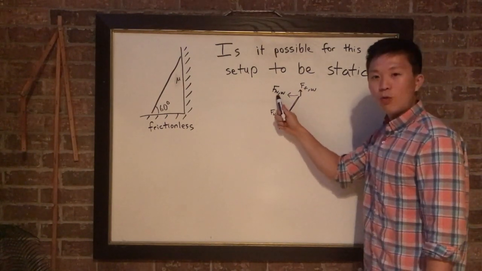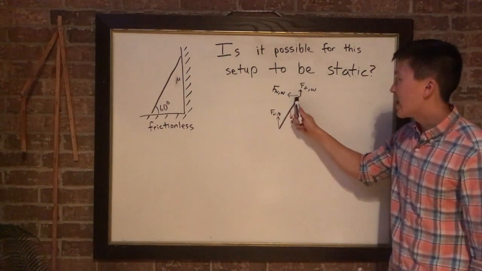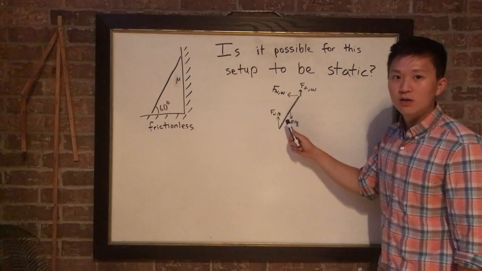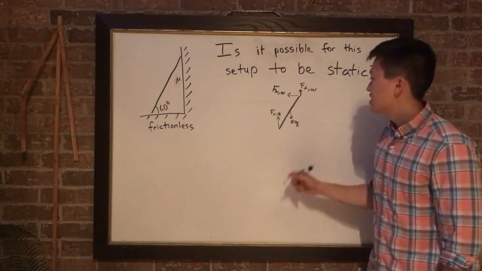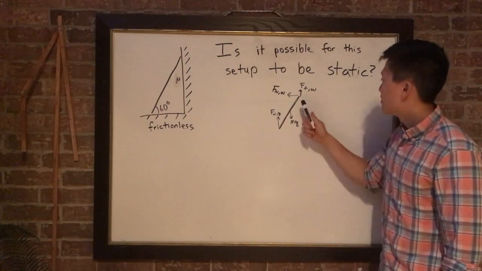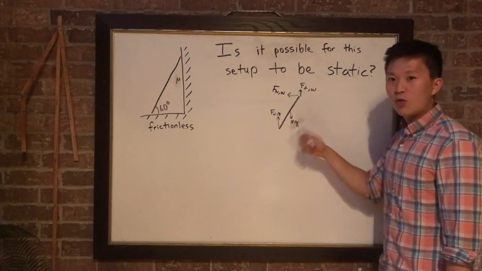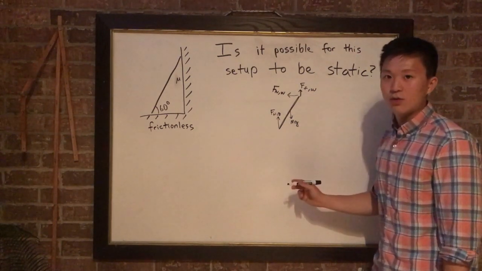However, because there's a normal force from the wall, and this is the only x component force on this ladder system, we can say that this setup will not be static because the net force on this ladder in the x direction is not equal to 0.